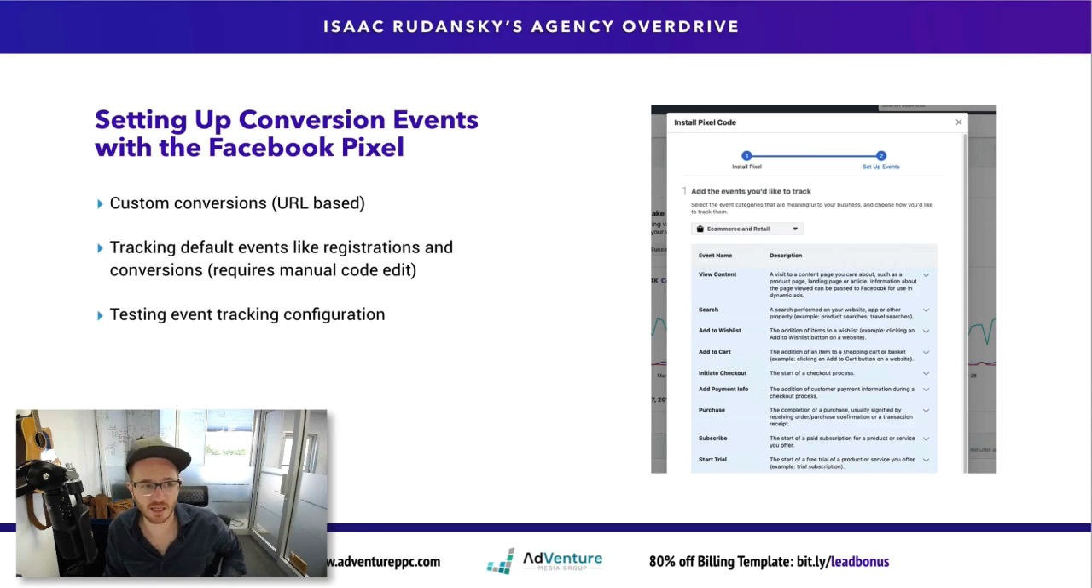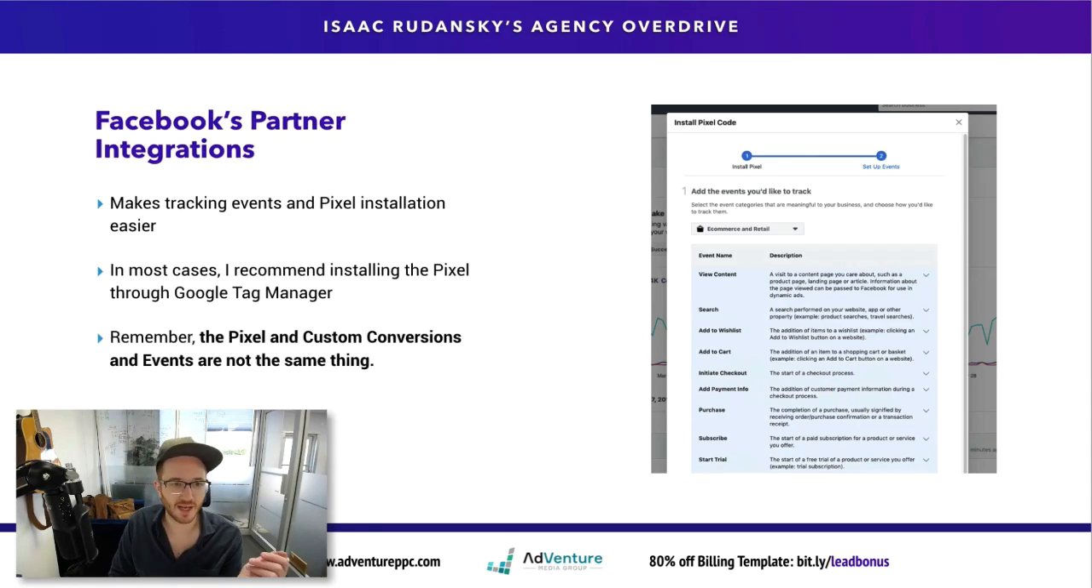And then Facebook makes it pretty easy to test event tracking and configuration and things like that. And I'll show you the tools for that as well. Facebook also has a bunch of these partner integrations, and I'll show you how those work. And it just makes tracking events and pixel installation easier for a lot of the core CMS systems like Shopify, WordPress, HubSpot, etc. In most cases, I recommend still installing the Pixel through Google Tag Manager. It's just very easy, flexible, and you could then create a lot of additional rules, and it's just very, very intuitive and easy to use software. So I would recommend that.